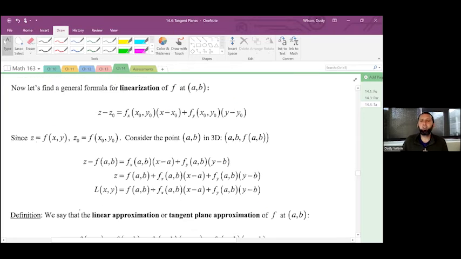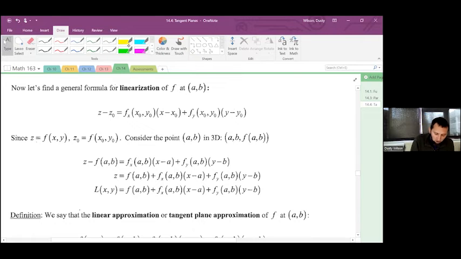Now let's find a general formula for the linearization of f of x, y at a, b. So we said that z minus z naught is equal to the partial derivative of f with respect to x at x naught, y naught times x minus x naught, plus the partial derivative of f with respect to y at x naught, y naught times y minus y naught. Since z is equal to f of x, y, and z naught is equal to f of x naught, y naught, consider the point a, b in 3D, which is a, b, f of a, b.